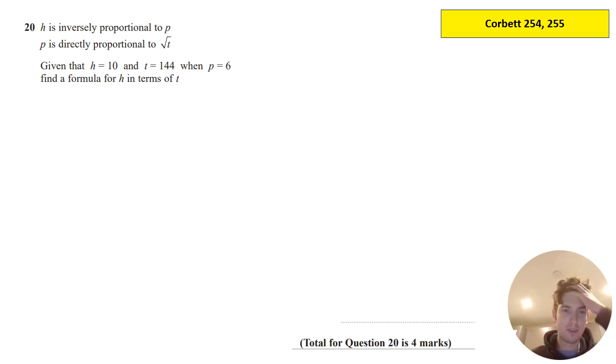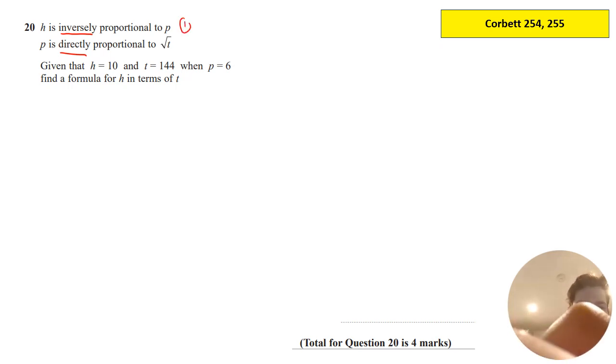Okay, question number 20. I've got some proportions here. So h is inversely proportional to p. P is directly proportional to root T. And then I'm told some values. Find a formula for H in terms of T. Okay, let's take this one step at a time.